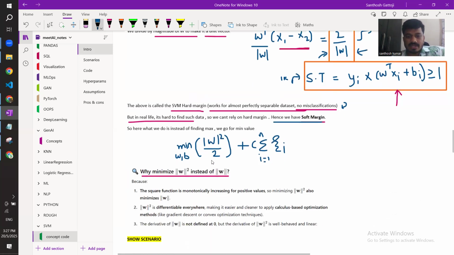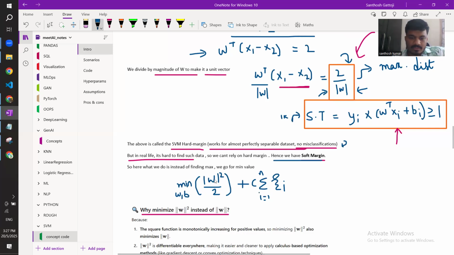But I think in the previous session itself, I explained why we are using W square here. It is easy to find the minimum value when compared to the maximum value. Finding the maximum value of 2 by W is the same as finding the minimum value of W by 2. If you are trying to find the maximum value of this and you reverse it, you want the minimum value.